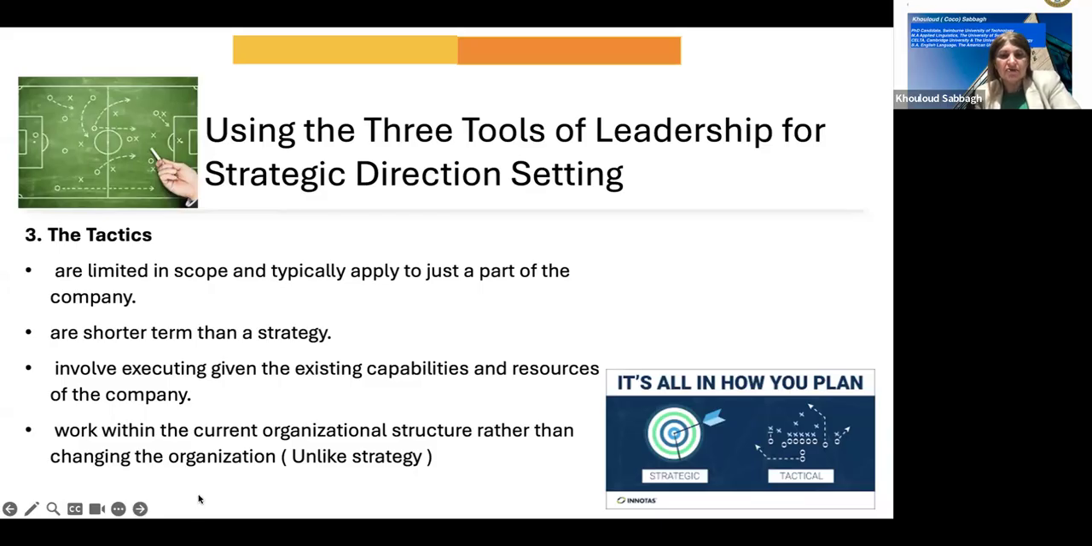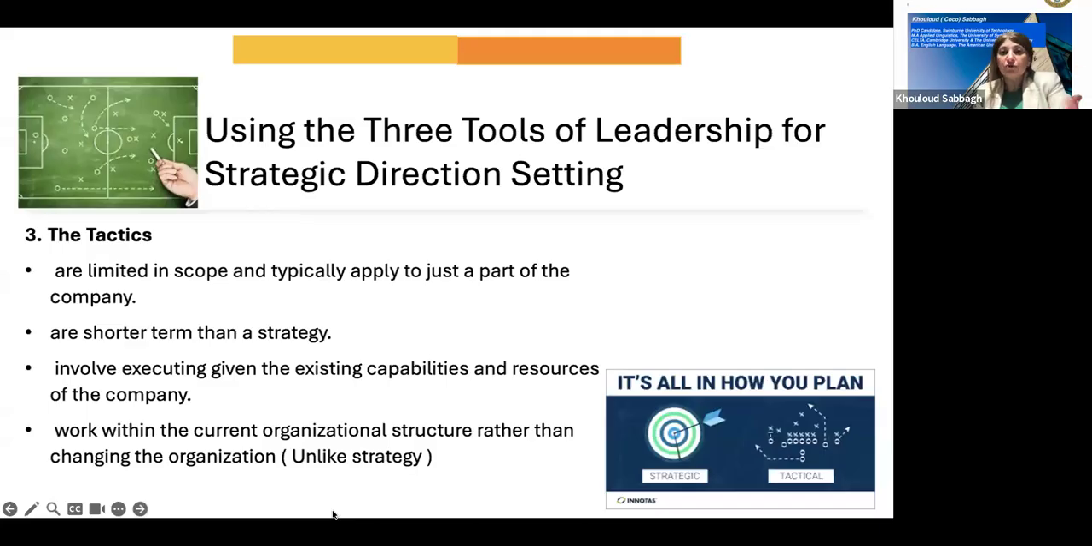So it's different from strategy, right? It's work within the current organization structure. You don't change that. You don't change the whole organization. Strategy will change the organizational structure, but tactics doesn't. Everybody will still be in their position. It will just make a slight change to the way you do something.